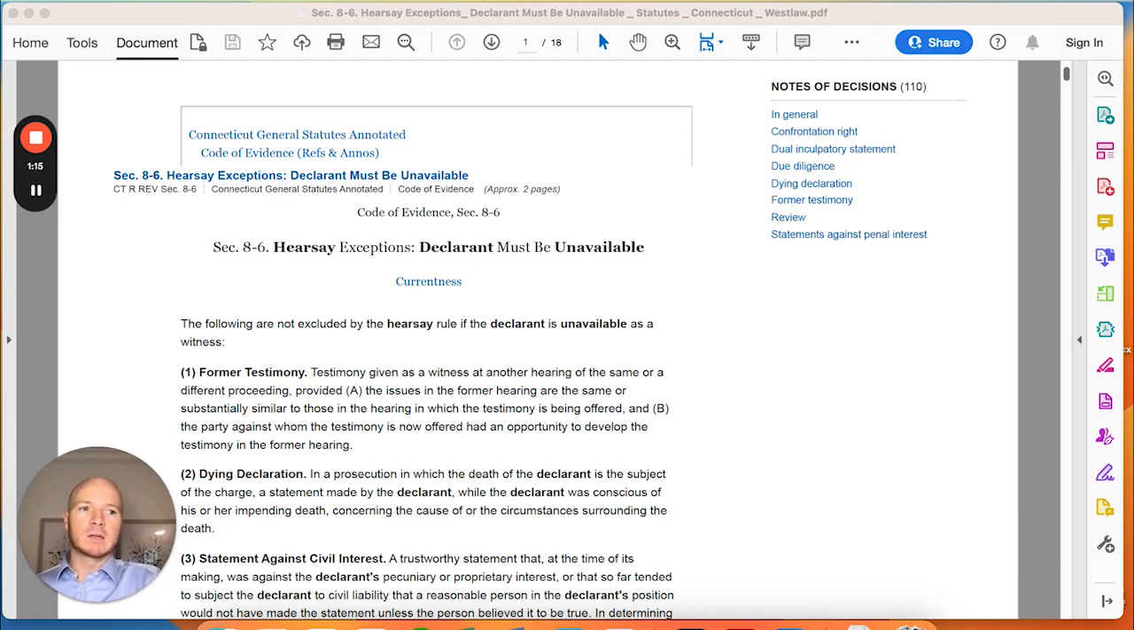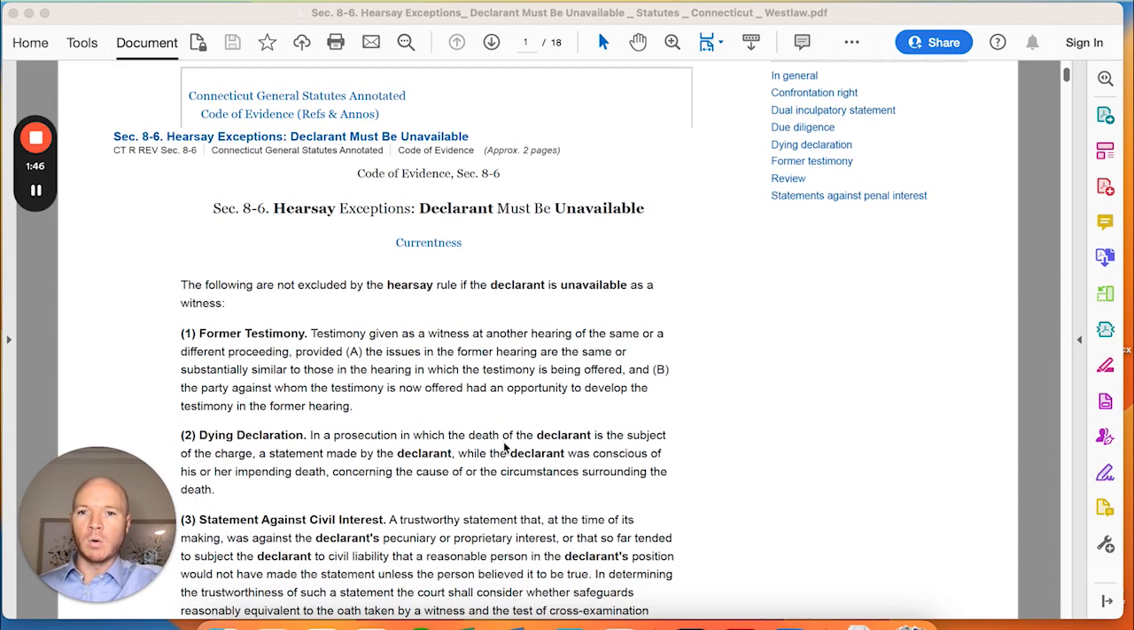So for a declarant to be deemed unavailable, he or she has to be absent from the hearing or trial, and the party trying to admit his statement has been unable to produce his attendance by process or other reasonable means. So, they might be in the hospital where they're unable to come to court, or they moved to another country, or they passed away. Those are circumstances in which the declarant is unavailable.